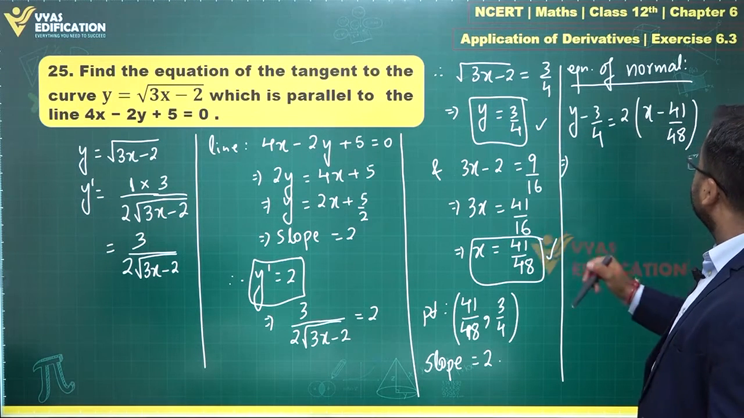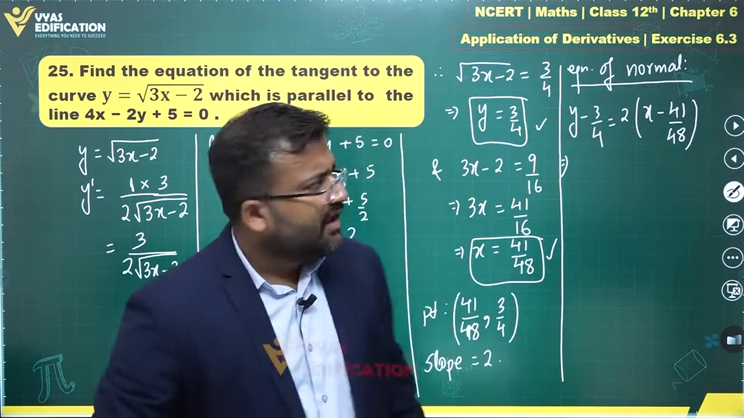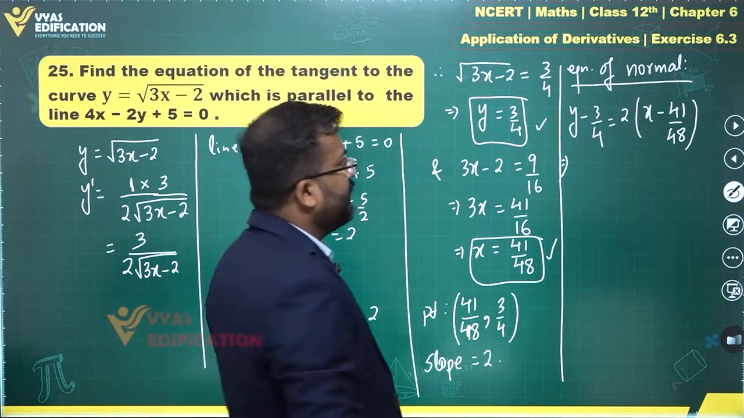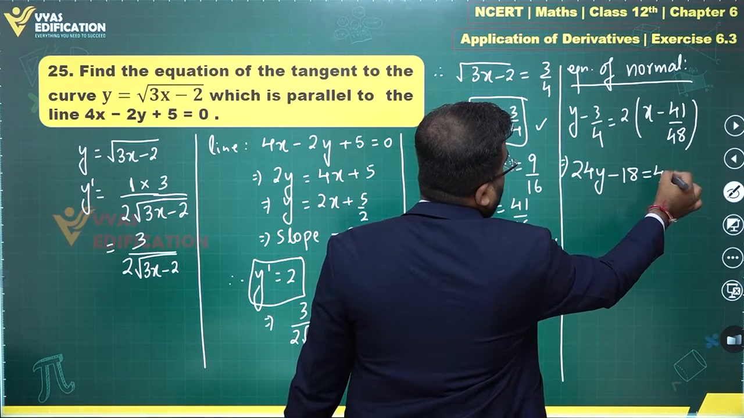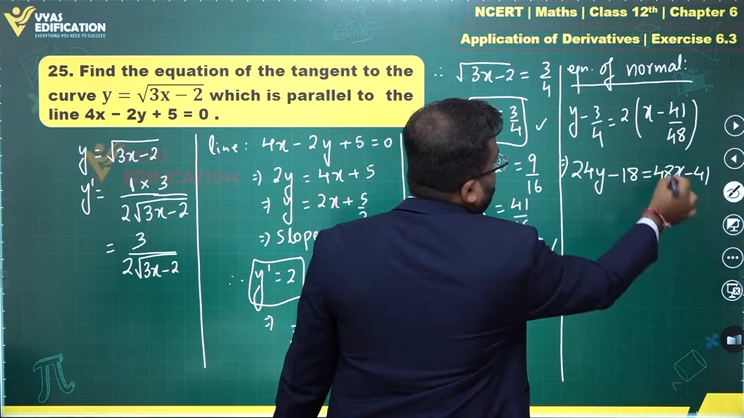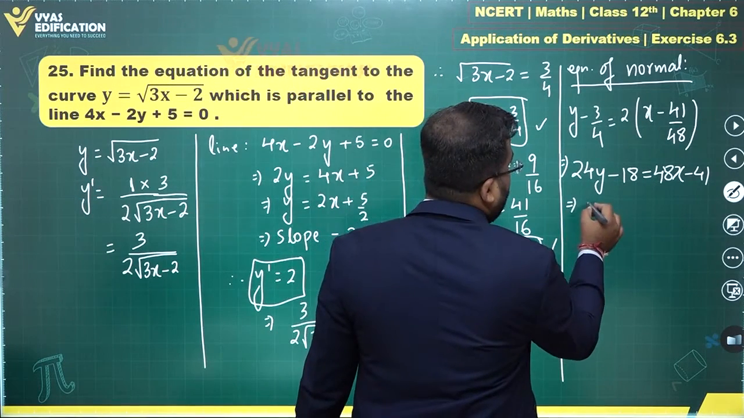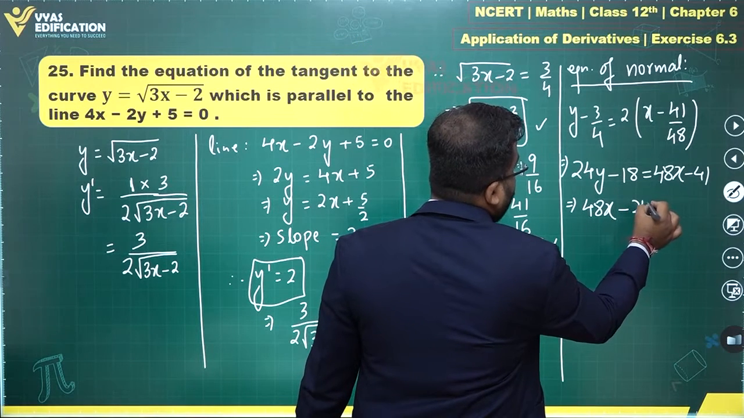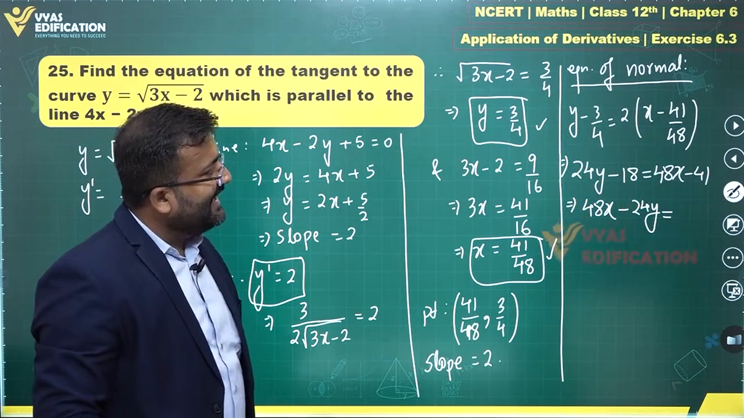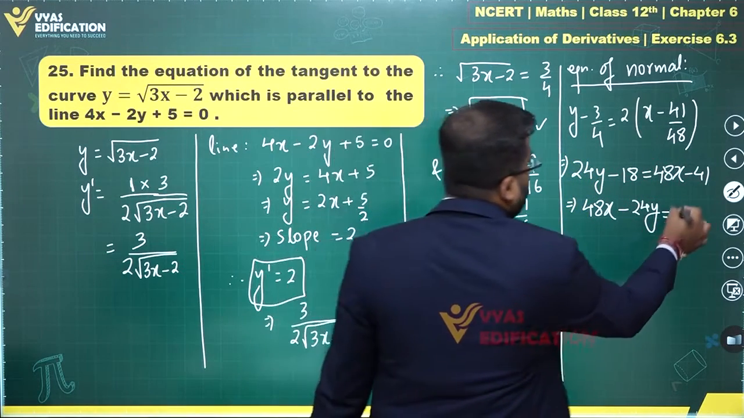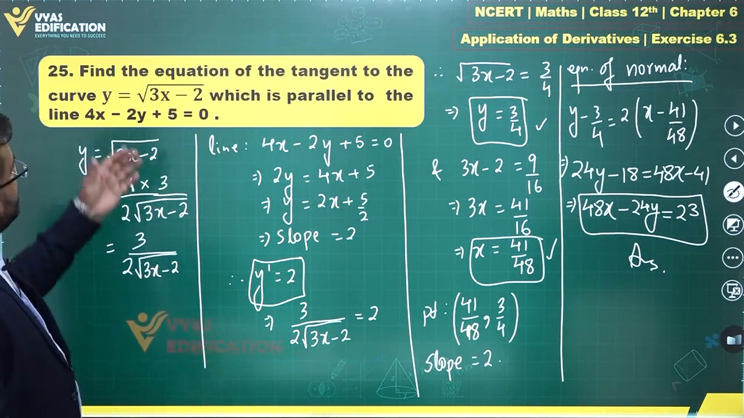And what will this give us? You have a 48, you will multiply this by 2 and you will get 24 in the denominator. Why not multiply by 24 throughout? We can multiply by 24, right? So this becomes 24y minus 18 is equal to 48x minus 41. Yes, this is what you get. Please note this. And rearranging this, what you will get is 48x minus 24y is equal to 41 minus 18. What is that? 23. This is 23. And yes, this is the required equation of normal as per these conditions.